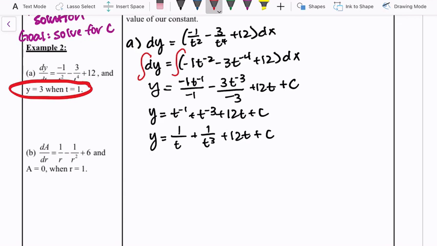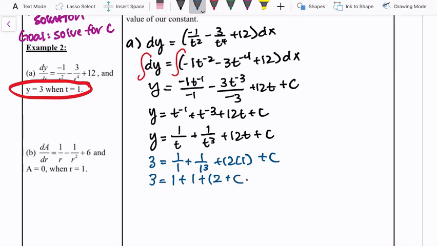Okay. We're going to find this when y is equal to 3 and t is equal to 1. So I'm going to plug in 3 for y and 1 for t. Here we go. Okay, and then solving for c, let's clean this up. 3 equals 1 plus 12 plus c. So let's come over here. That's going to be 14 plus c. So solving for c, we get c equals negative 11.